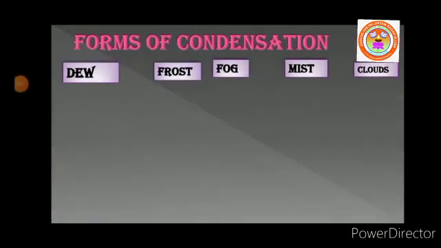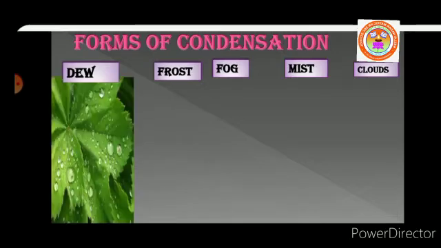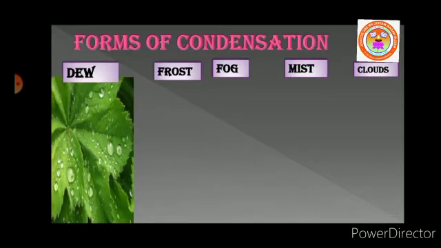Next, let us see forms of condensation. Dew, frost, fog, mist and clouds are the different forms of condensation. First, let us see dew. Dew is a water droplet formed by the condensation of water vapor on a relatively cold surface of an object. It forms when the temperature of an object drops below the dew point temperature.